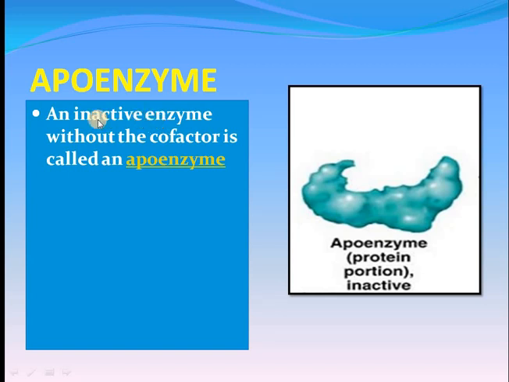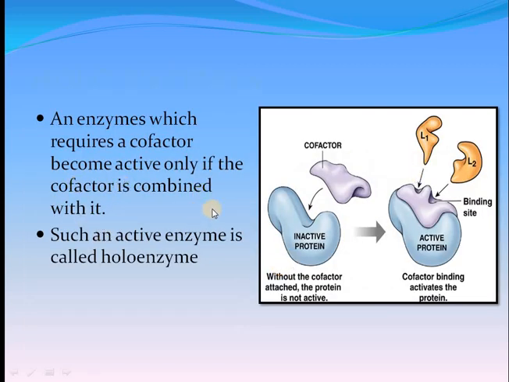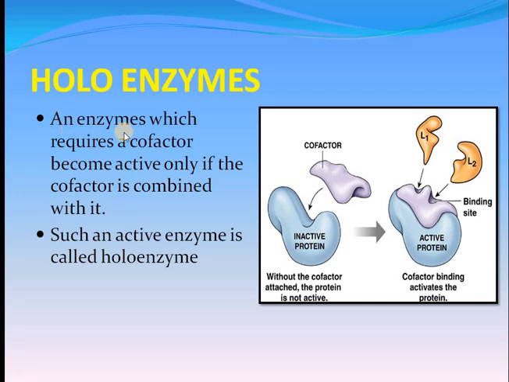Enzyme which is inactive, जो कि अभी काम नहीं कर रहा, जो कि अभी कोई function perform नहीं कर रहा, without the cofactor, and there is no cofactor attached with that enzyme. Such an enzyme is known as apoenzyme. Here is the example. Now the next is holoenzyme. An enzyme which requires a cofactor becomes active only if the cofactor is combined with it. Such an active enzyme is called holoenzyme. Holoenzyme is the opposite of apoenzyme.